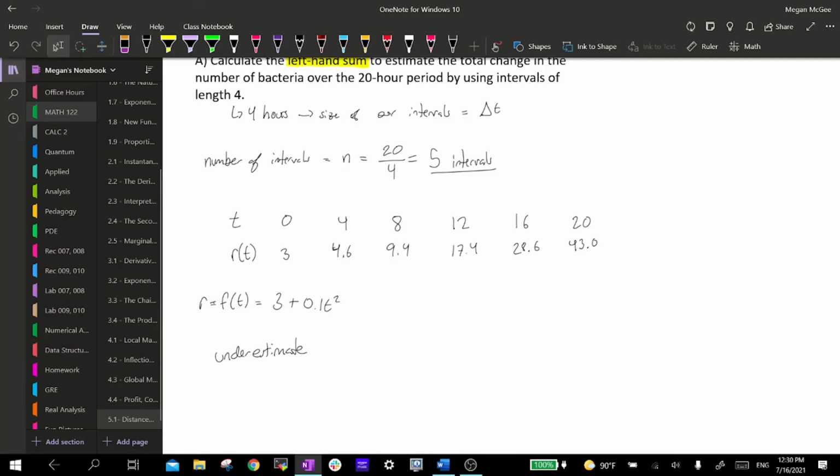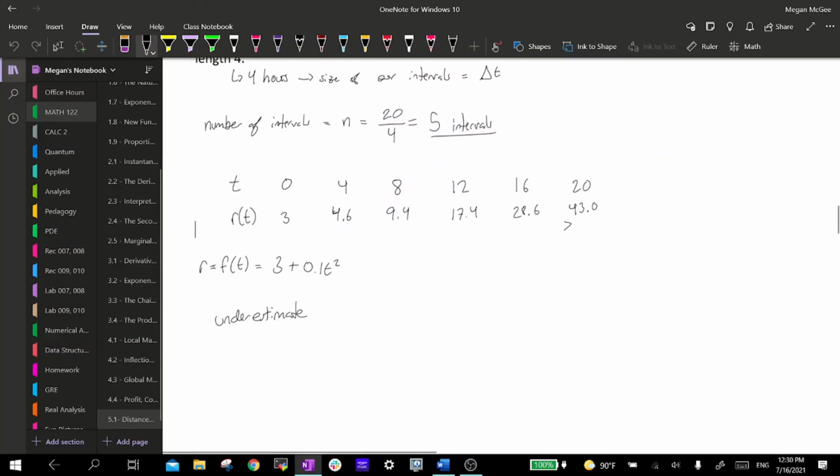Well, if we take a look at our values, we recognize that all of the rates are increasing. So if again we're picking the left-hand sum, this would be our underestimate because we'd be picking the lower values each time. Alright, so an underestimate is the left-hand sum in this case. I'll make a note that this is not all of the time, but in this case. So we need our total growth.